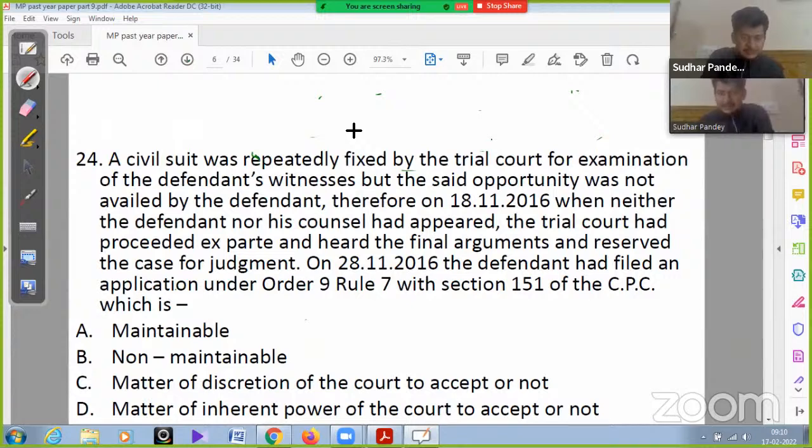So the correct answer will be that this application under Order 9 Rule 7 is not maintainable, right? Because the defendant has not availed the opportunity which was reasonably given to him. I hope this question is also clear to you all. Now let's move further and discuss question number 25, the next question.